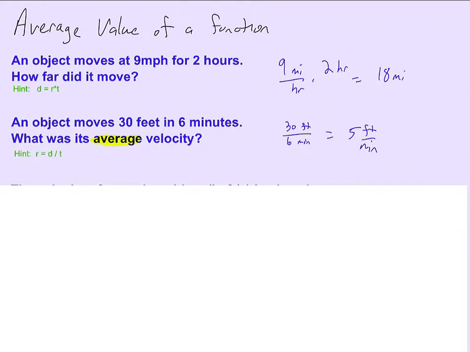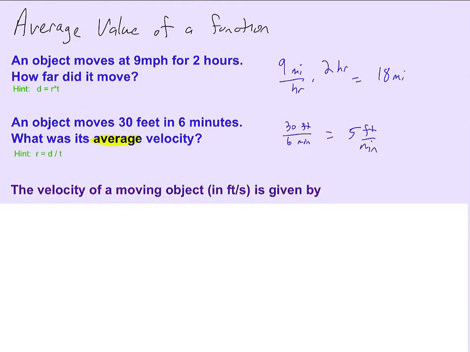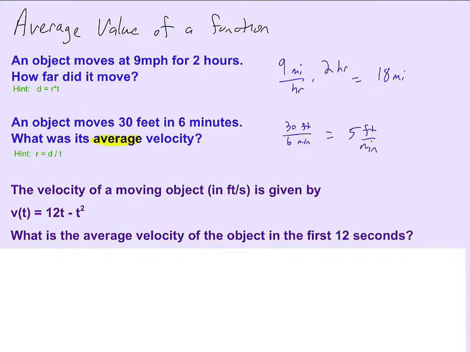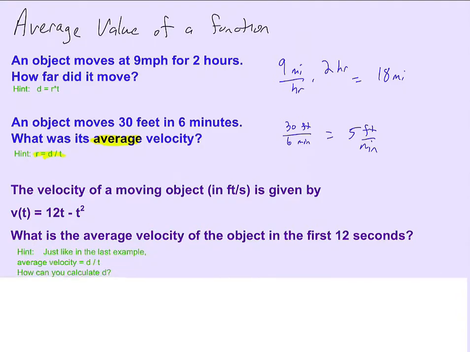Well, as we've seen throughout the year, what makes it a little bit more complicated is if the velocity is not constant, if it's changing. So here, the velocity of a moving object is 12t minus t squared. And what if I wanted to know the average velocity in the first 12 seconds? Well, we just said that the average velocity, or the rate, is distance divided by time. So if I could find the distance traveled in the first 12 seconds and divide it by those 12 seconds, I could get the average velocity. The average velocity is d over t, but we need a way to calculate d.